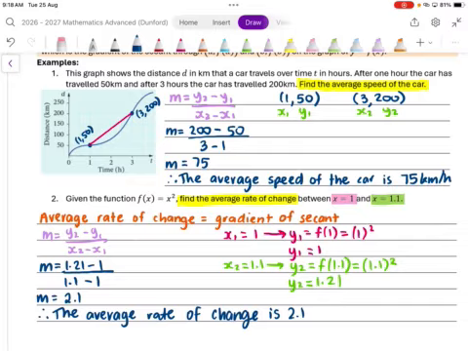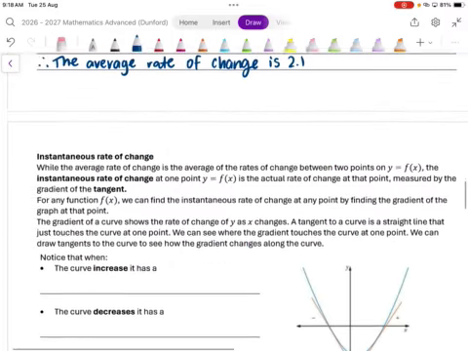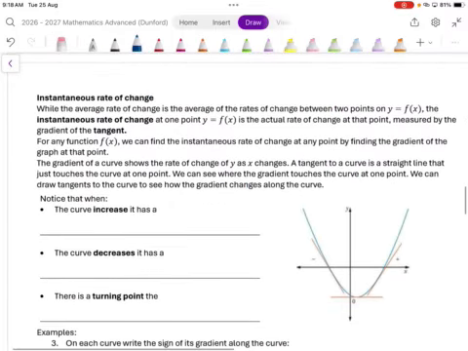Okay, so that's all average rate of change. So average means gradient formula. When we find our instantaneous rate of change, while the average rate of change is the average of these rates between 2 points on y equals f(x), the instantaneous rate of change at 1 point on y equals f(x) is the actual rate at that singular point. This is measured by the gradient of the tangent.